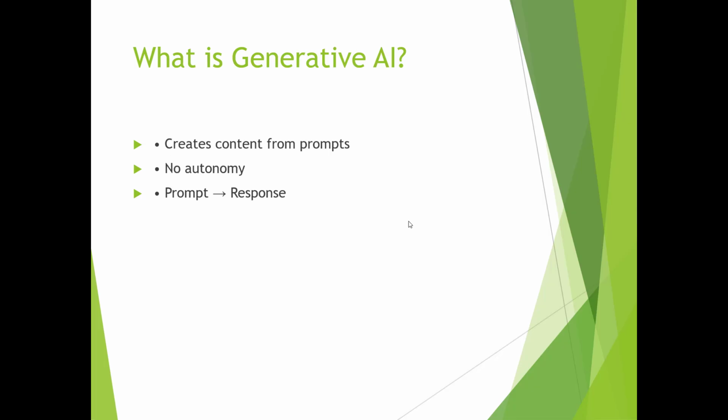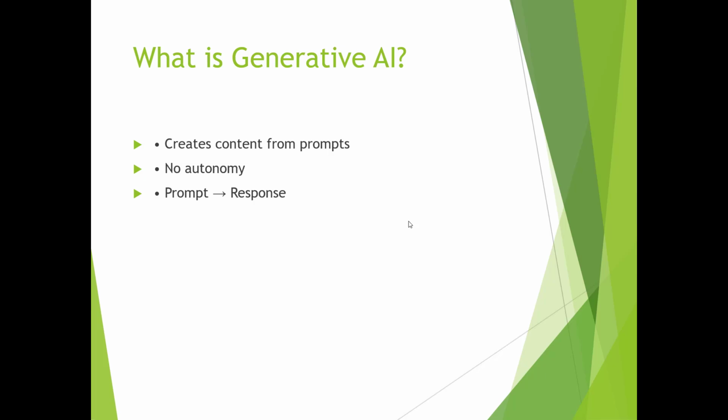So the first thing is, what is generative AI? Generative AI, as the name explains, comes from generation. What does it mean? We give something and we get the output from there. What we give is known as the prompt. So we create or generate the content from prompts.